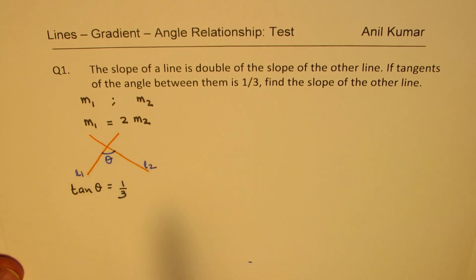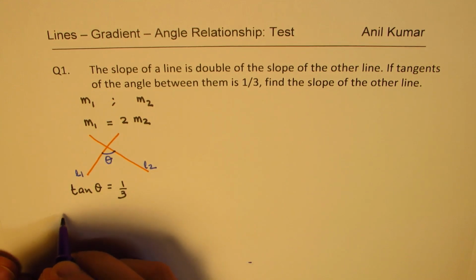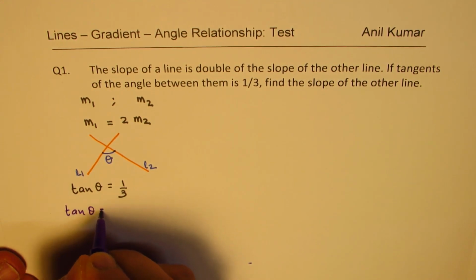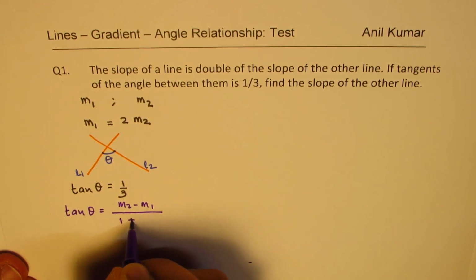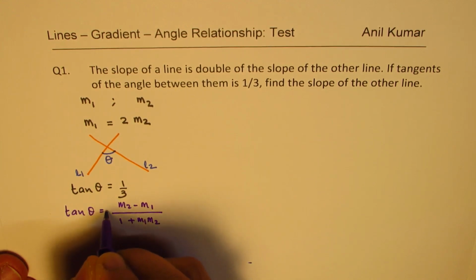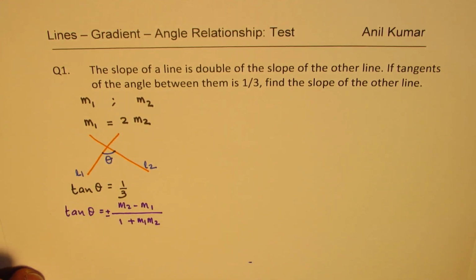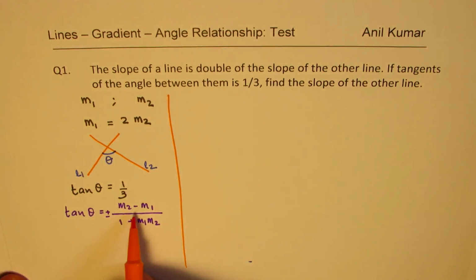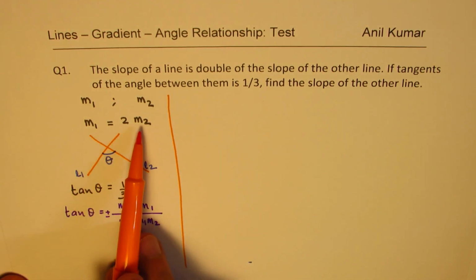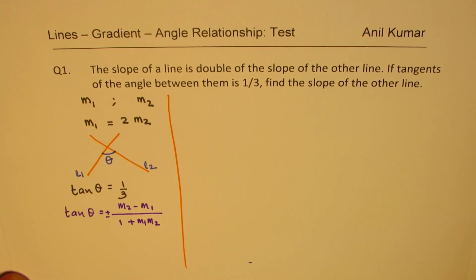Now, the angle between lines formula. What is the formula? You remember? The formula is that tan theta is equal to m2 minus m1 over 1 plus m1 m2, right? And the sign could be plus or minus. Okay, so tan theta is given to us as 1 by 3. We know the formula. The only unknown is the slope. We know one slope in terms of the other, so we can easily find it out. Perfect. So you can actually pause the video now, answer the question, and then look into my suggestions.